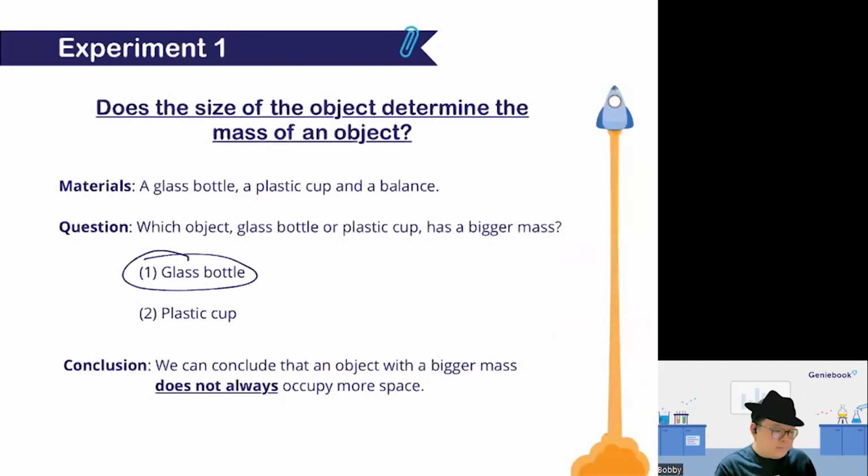We can conclude that the object with a bigger mass does not always occupy more space. If it's bigger, you would expect it to occupy more space, but here it is the smaller glass bottle that has the bigger mass. You will learn more about this in secondary school, density. Some of you might have heard this term before. Hopefully the video was clear enough. Let's go to the next slide.